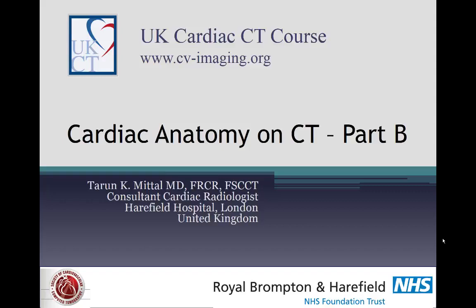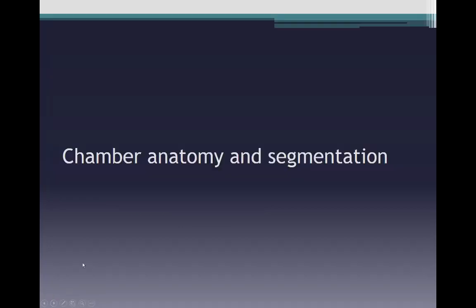Let us continue with the second part of cardiac anatomy on CT. We have already looked at the anatomy of the heart, mediastinum, and the vascular structures as seen on the axial plane. Now we will go a bit more into details of the chamber anatomy, particularly on the workstation software, as well as look at the segmentation of the left ventricle.